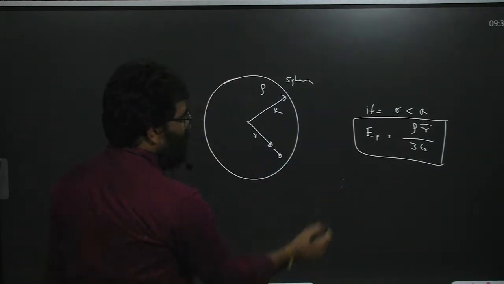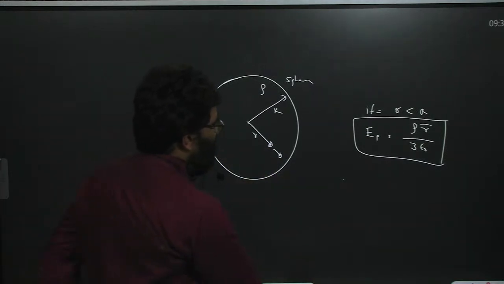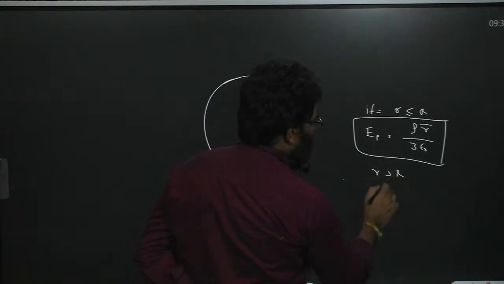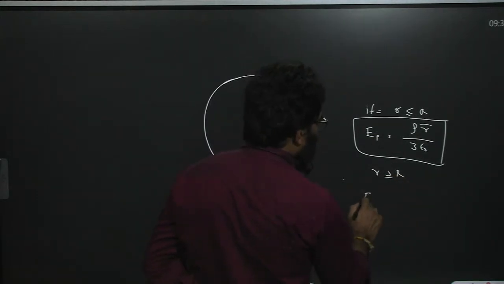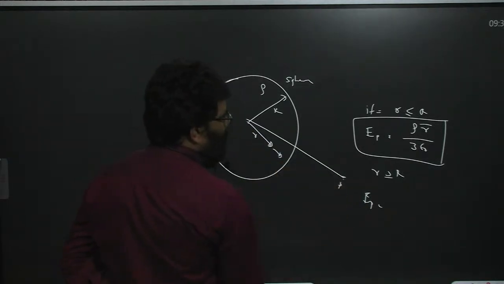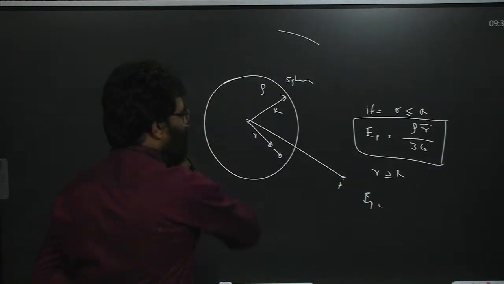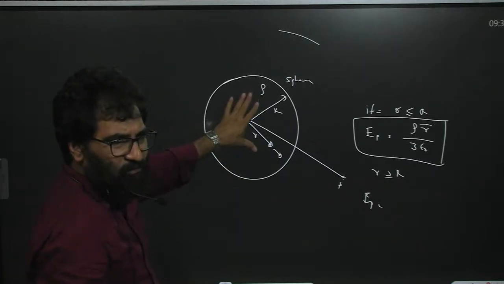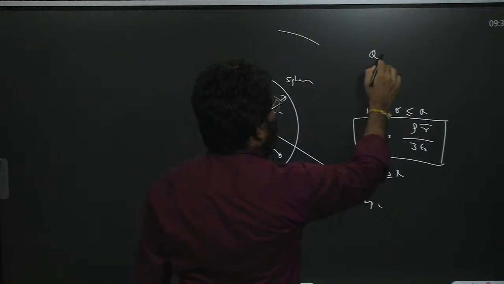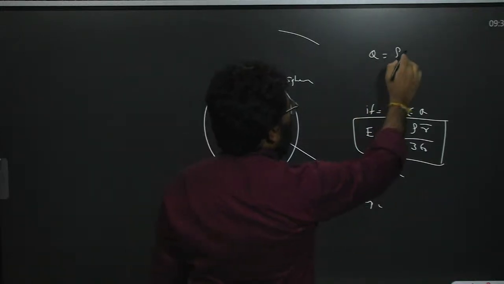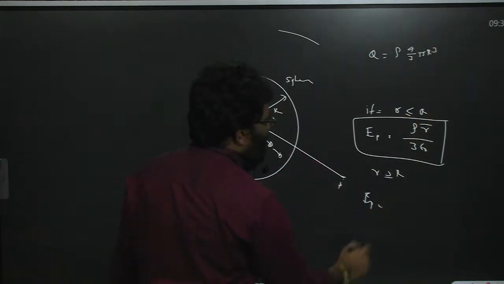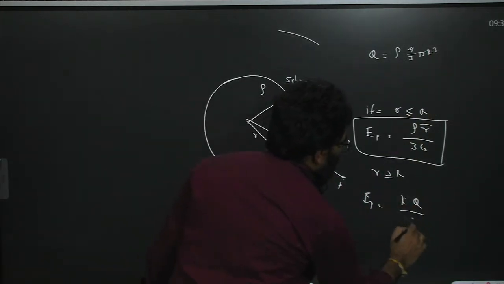Next, for r greater than or equal to capital R, outside, what will the electric field at any point be? How to calculate it? The total charge Q is inside. The total charge Q is rho into 4 by 3 pi R cube. So the field is K Q by r square.